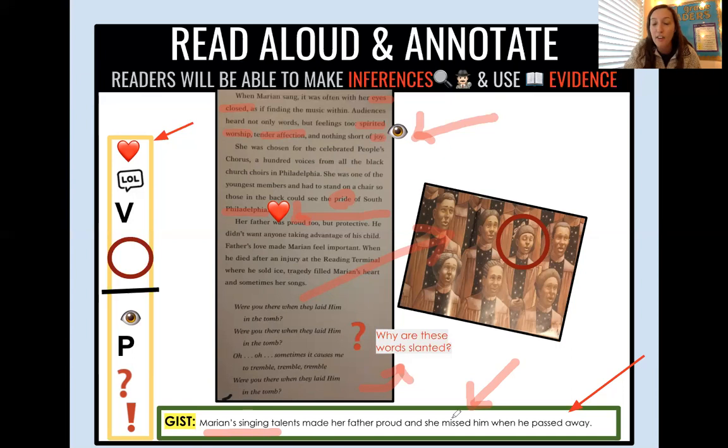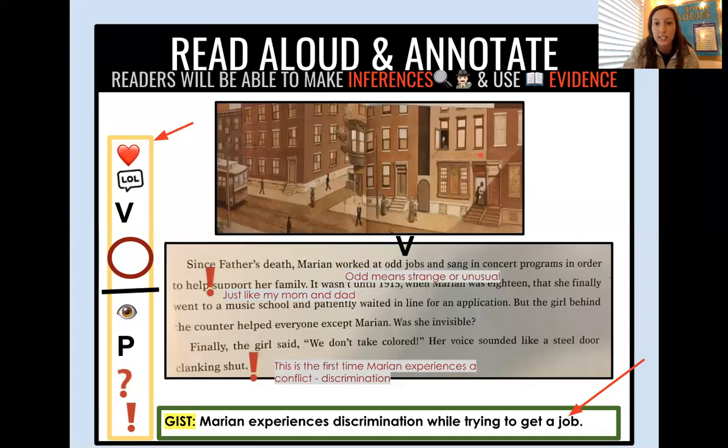Does that tell me everything about this page? Yes. It tells me about how her father felt, it tells me about what Marian was doing, and it tells me about what happened after he passed away. And those are some of the most important things on this page. So now let's look at one more example to see how think marks help us to annotate and how annotating helps us to gist. So here we have another page.